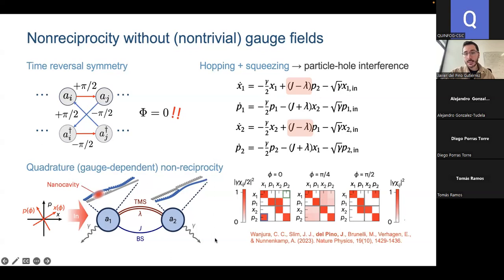But the non-reciprocity is gone when you change the phase of the drive. When you change the phase of the coupling, which we show in the paper in detail is equivalent to a gauge transformation, it's a non-reciprocal transport that is gauge dependent. For a given phase, only a certain pair of quadratures will experience this non-reciprocity, and if we look at the wrong ones, it's gone. Indeed, if you go from a phase equal to zero to a phase equal to pi over two, the non-reciprocity is flipped. You go from X1 having nothing coming out, to everything coming out on P2. But if you drive P2, nothing comes out of X1.